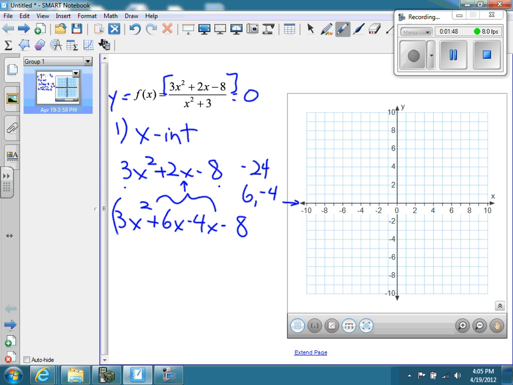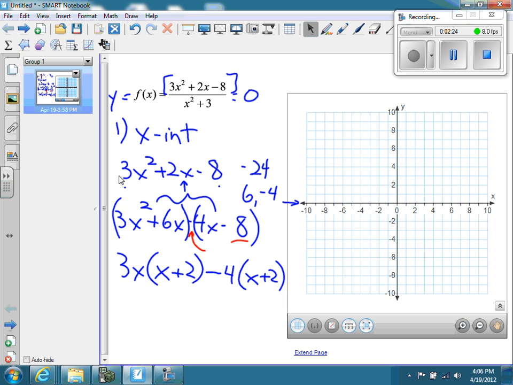And now I'm going to group these. Out of this side here, I'm going to pull out a 3x, and that's going to mean it's multiplied times x plus 2, minus, well, I'll pull out a 4, and that is also going to be times x plus 2. Don't forget that I had a minus sign. You can barely see it, but stick it right in there, a little minus sign. So that minus sign is going to make this 8 positive. That's why it's x plus 2.